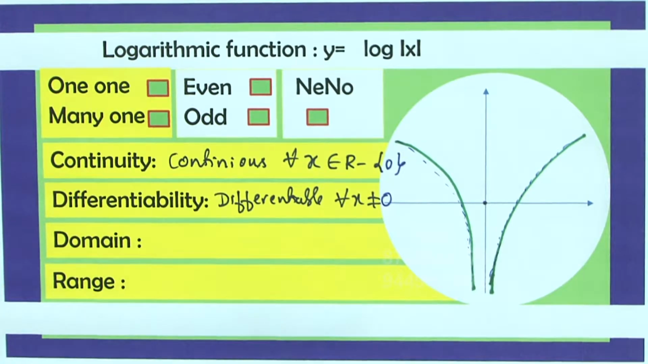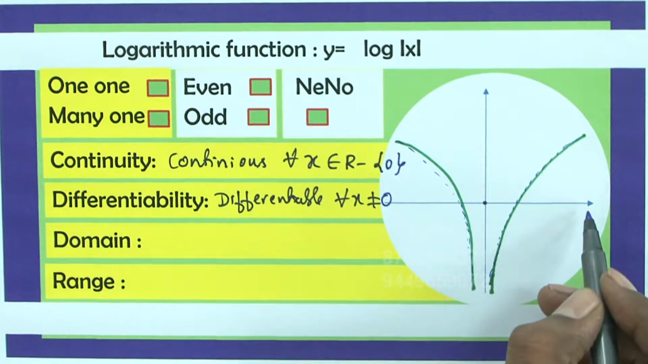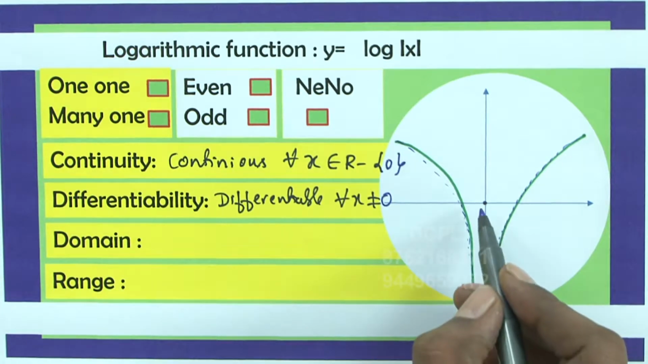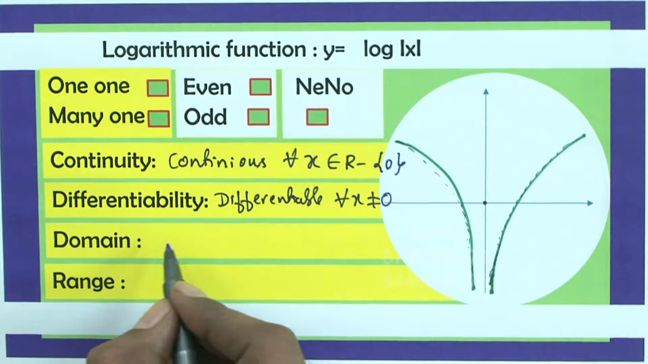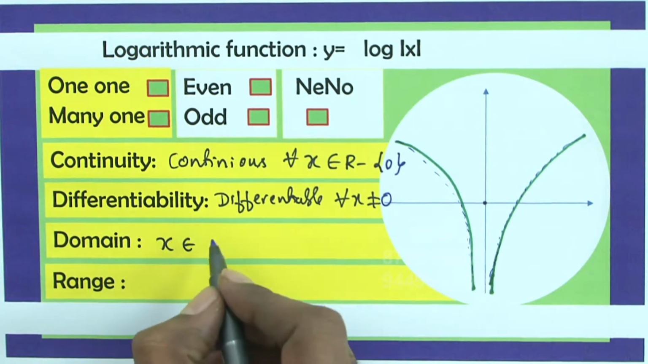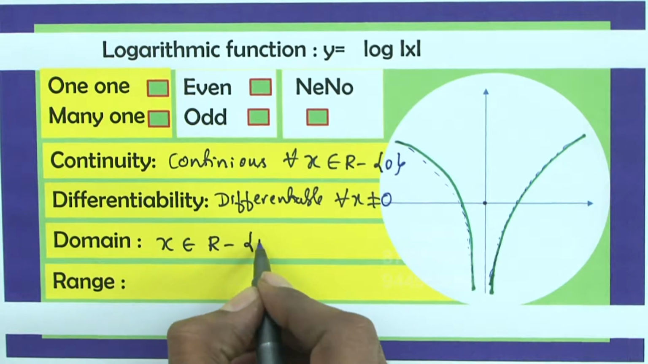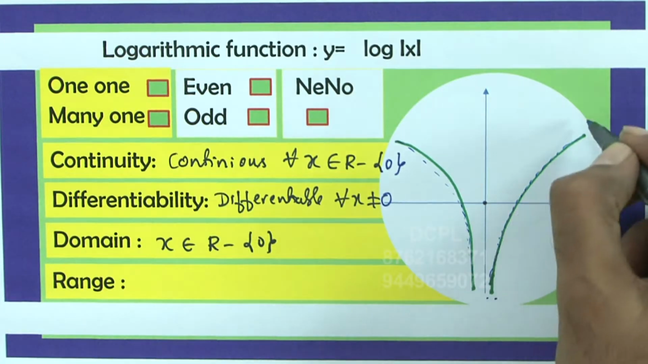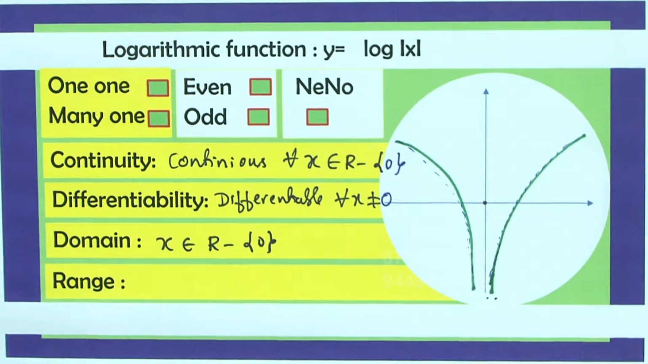What about the domain, dear students? From minus infinity to plus infinity, the function is continuous and exists. Therefore, except at x equal to 0, domain means x belongs to the set of real numbers except 0. Log mod x exists for all the values of x except 0, because log 0 tends to minus infinity and is not defined. Range, you can see, dear students, starts from minus infinity, goes up to plus infinity without break. So, range means y belongs to the set of real numbers, right?